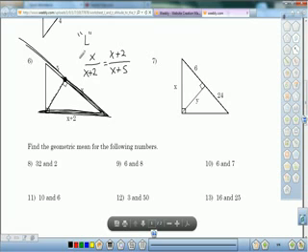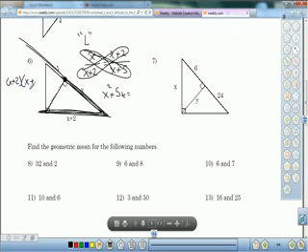Start here, x, plus 2, back over, x plus 2, and then all the way up. Now how big is all the way up? Don't say 5x. x plus 5. Thank you.